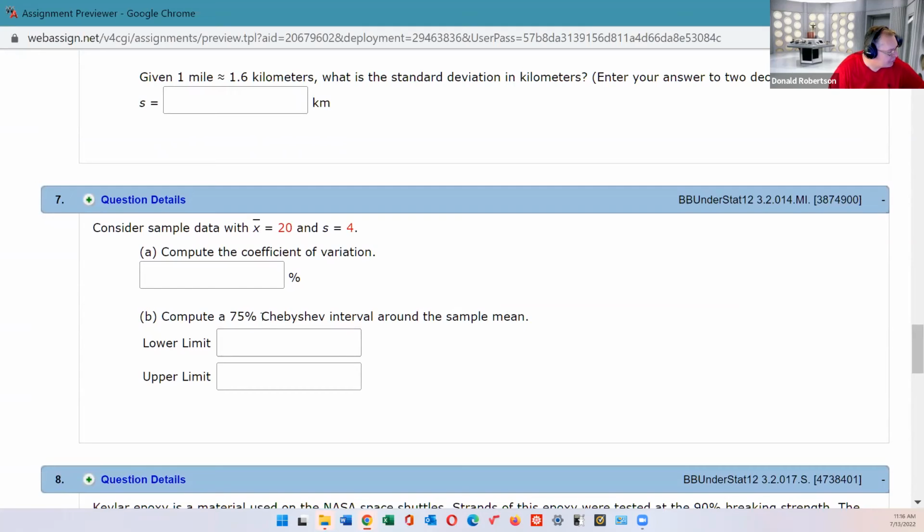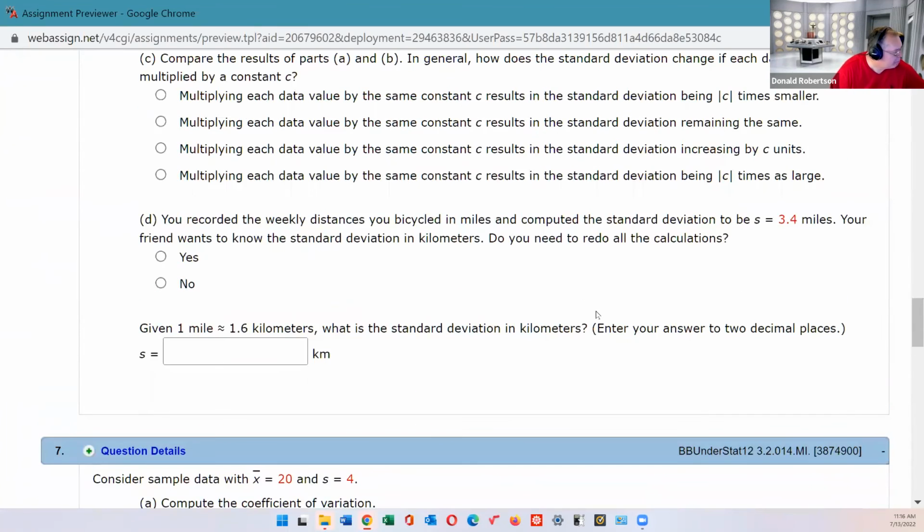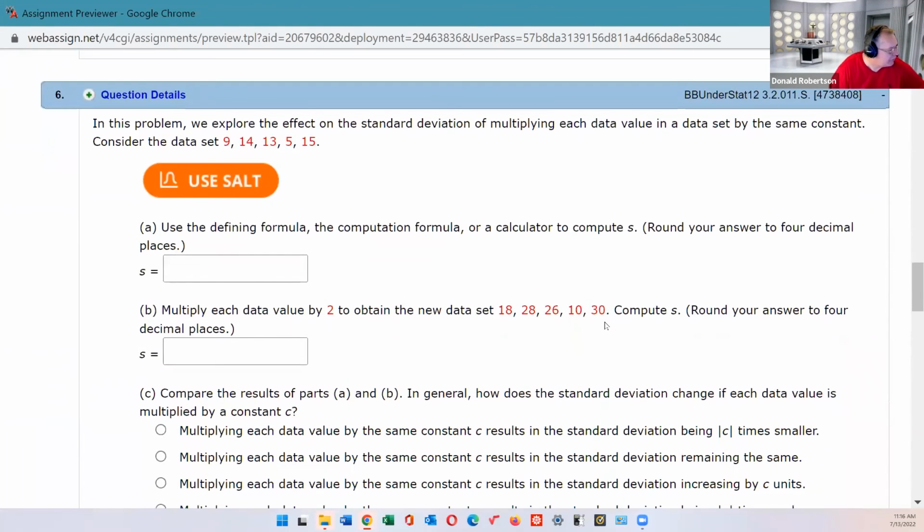Now, we did yesterday, didn't we, do the Chebyshev guy? Remember the 1 minus 1 over k squared, that guy? I think that's everything.